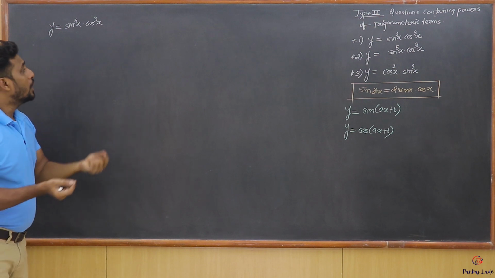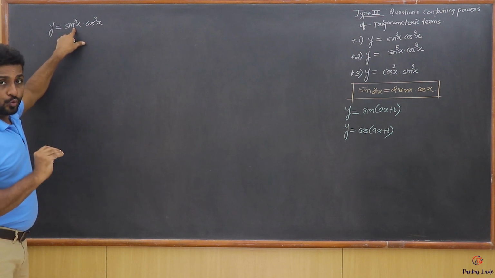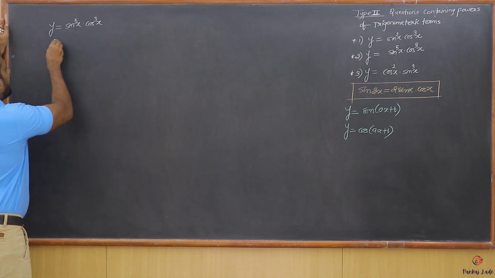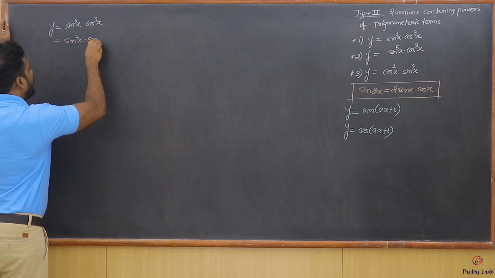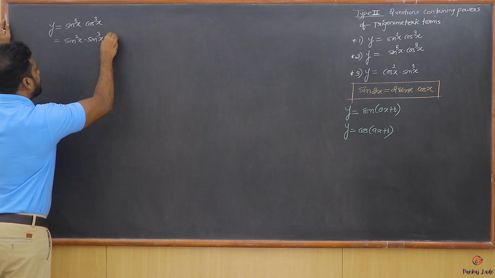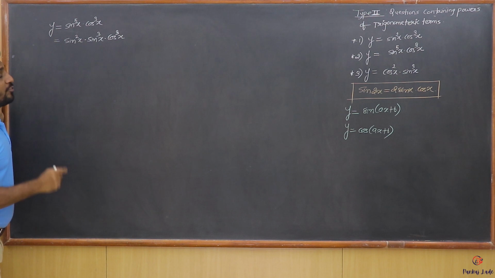That's a difficult task. So on the other hand, what I can do is I can reduce the power 5 to power 3. So my next step can be looking like this: sine square x into sine cube x into cos cube x, isn't it? I have brought the power 5 to power 3. Now you can see that there are 2 terms which are having the same power.